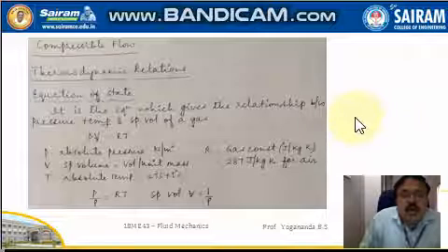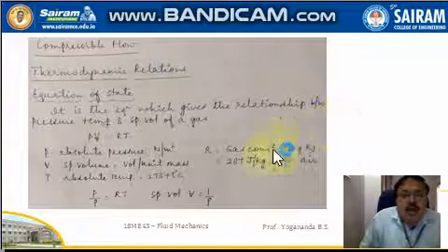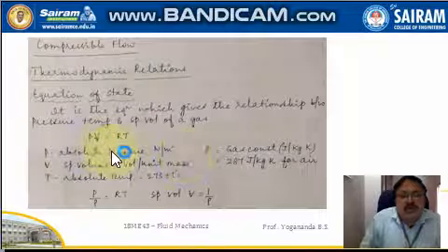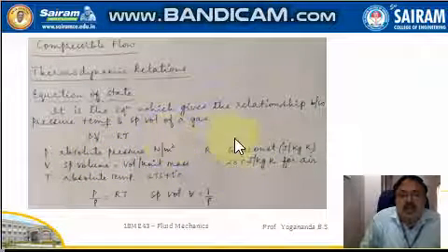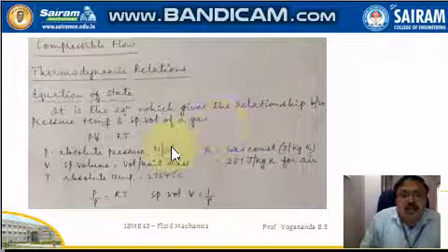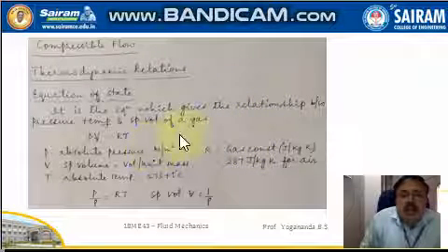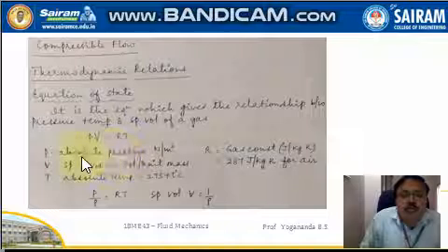We are taking here Boyle's law, which states that PV is equal to RT. It is the equation which gives the relationship between the pressure, temperature and specific volume of the gas.